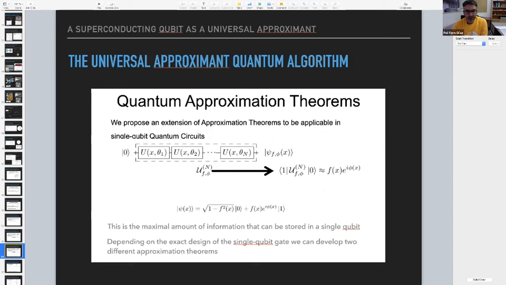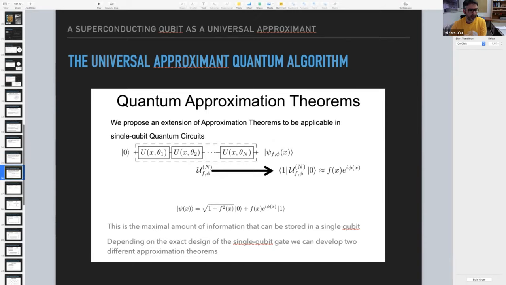This quantum state at the end of this process may look like this, so that we have a coefficient for the excited state of the qubit that has amplitude and phase. And so the amplitude, or let's say the population of our qubit, directly gives us the function that we want to reproduce as a function of this x, which is some parameter in our system.